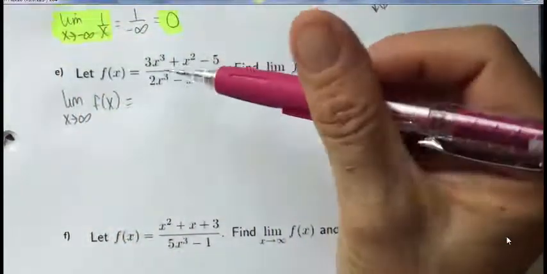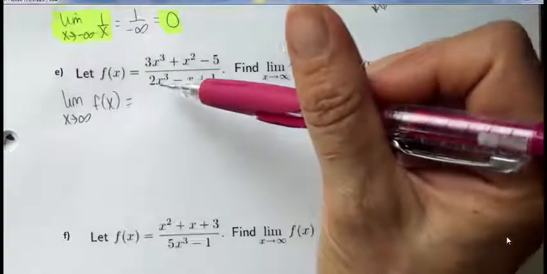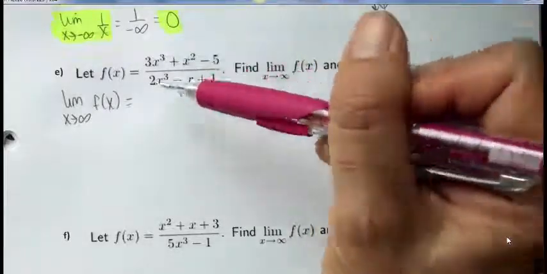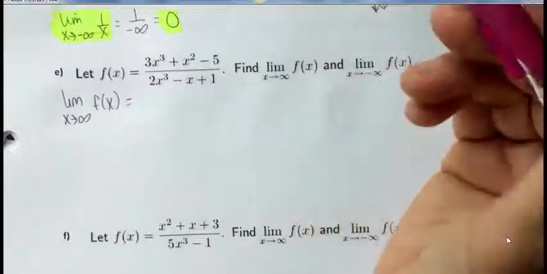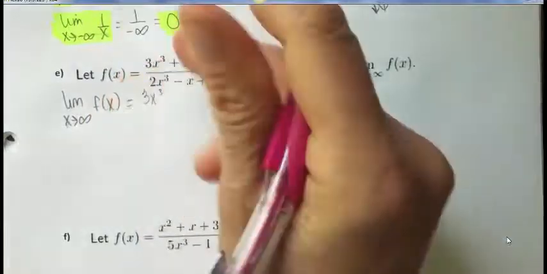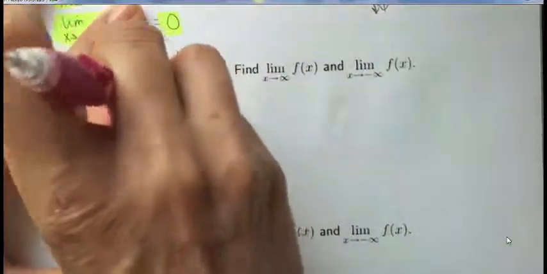Well, my highest power of x in my denominator is x cubed. So that means I'm going to divide everything in the numerator by x cubed and everything in the denominator by x cubed. So I'll do that first. So it's going to be 3x cubed. Oops, got to put the limit there.